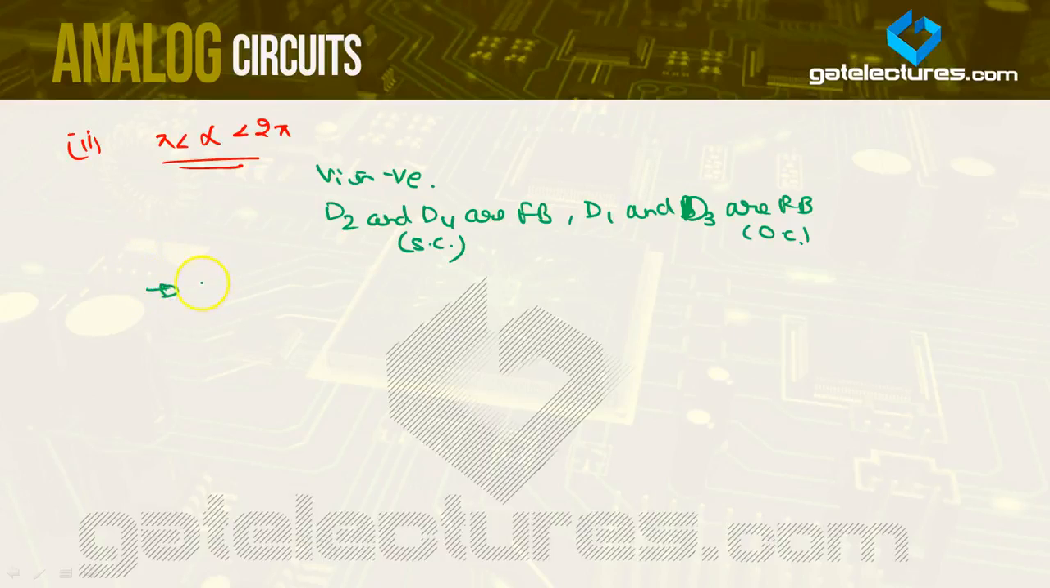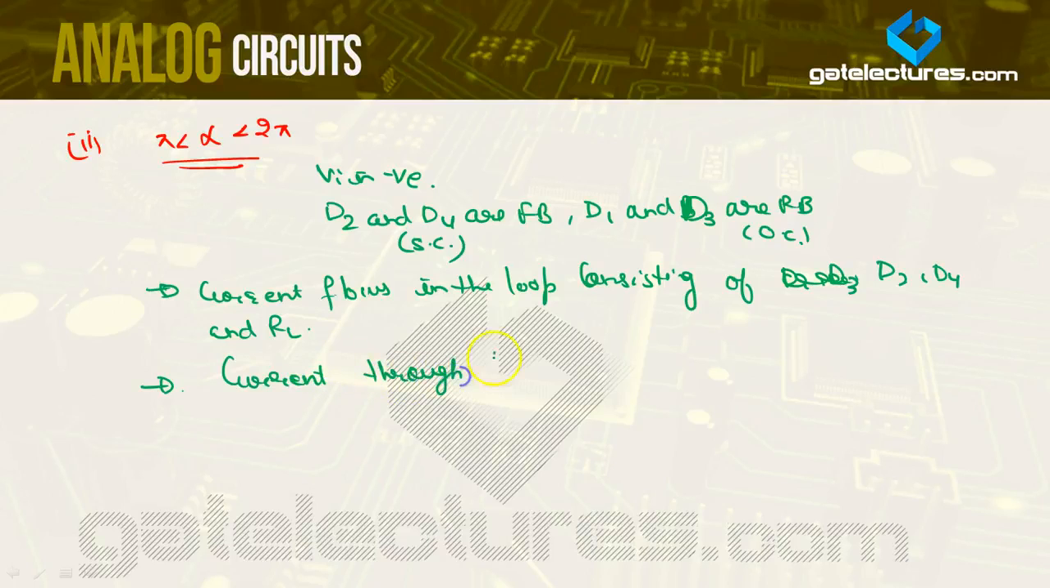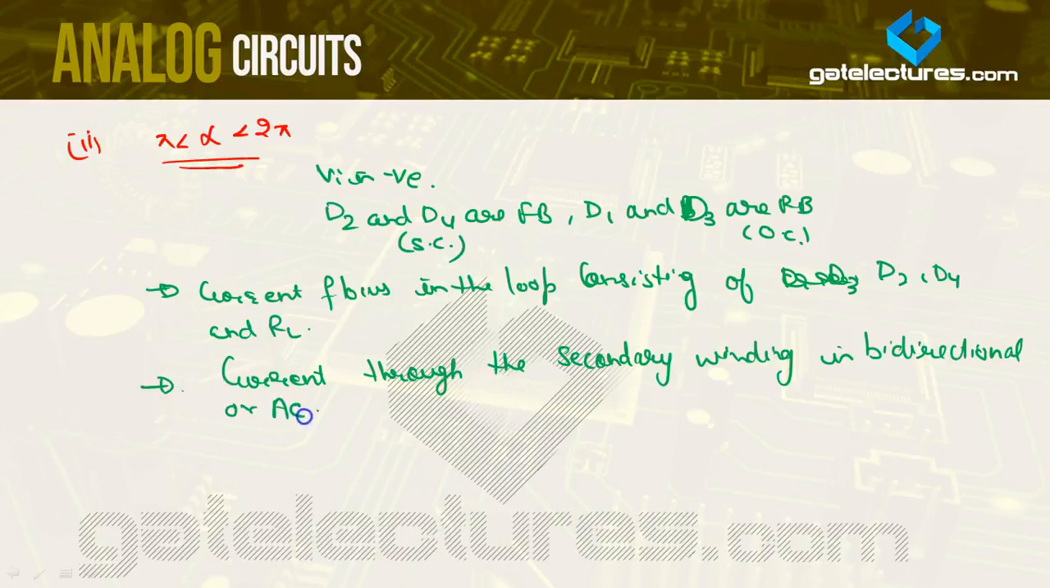So from here we can conclude that current flows in the loop consisting of D2, D4 and RL. Understood? So the current through the secondary winding is bidirectional, or AC.